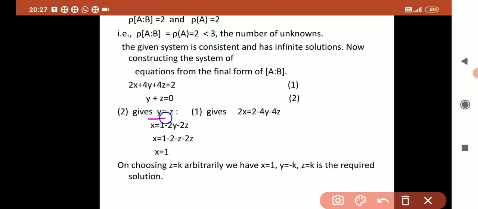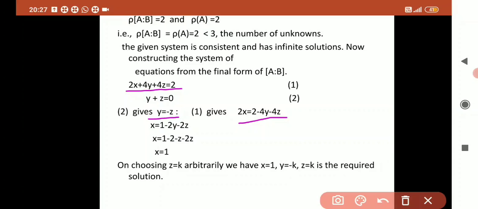From second equation we will get y equals to minus z, and equation 1 gives 2x is equals to, take all the terms in RHS, it becomes 2 minus 4y minus 4z. So from this we can say all the terms contain 2. We can divide this whole equation by 2. Dividing this equation by 2, you will get x is equals to 1 minus 2y minus 2z.